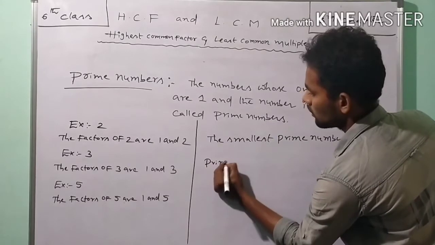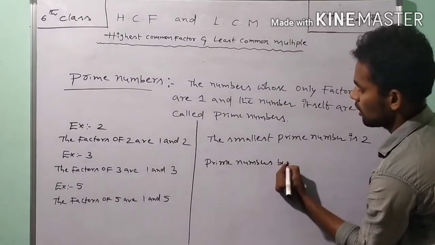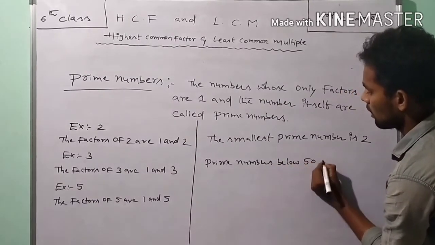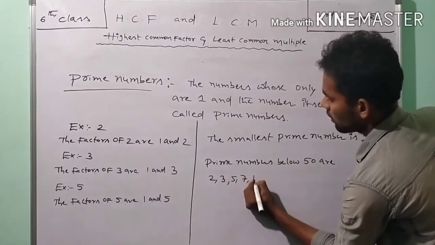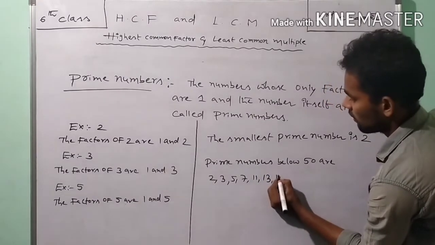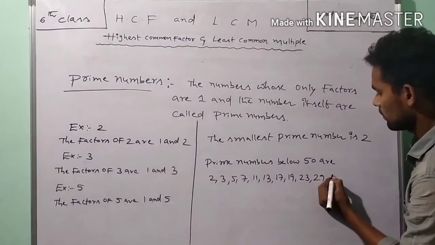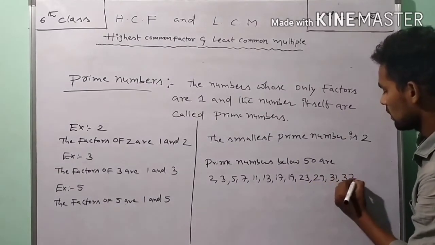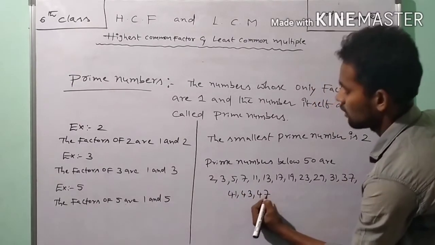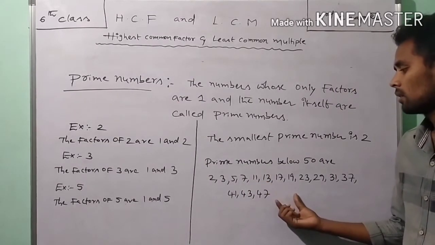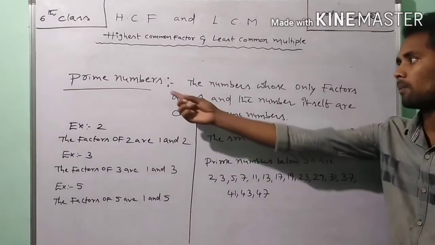Prime numbers below 50 are 2, 3, 5, 7, 11, 13, 17, 19, 23, 29, 31, 37, 41, 43, 47. These numbers, with factors 1 and the number itself, are called prime numbers.